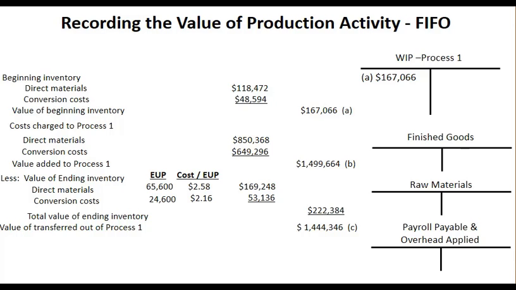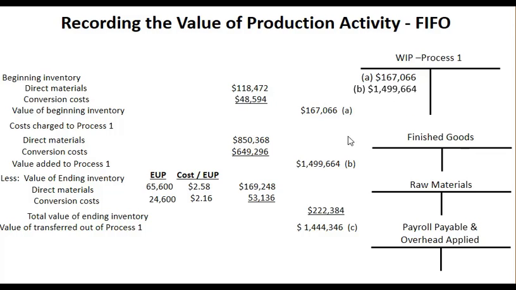Now I'm going to show you how this works via journal entries, at least utilizing T accounts. On the left-hand side, in this center area, is the calculation I did on the previous slide. Now you also see over on the right-hand side the T accounts, and work in process for process 1 has a total of $167,066, and that corresponds to the value of my beginning inventory. So that's my beginning work in process balance for process 1.